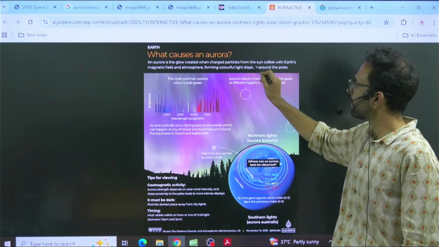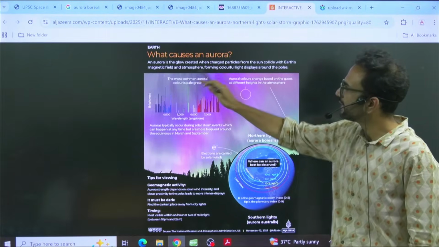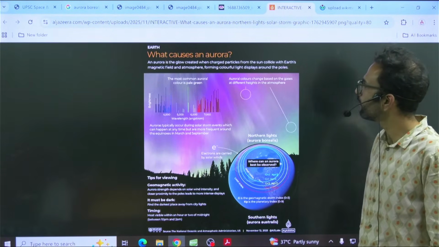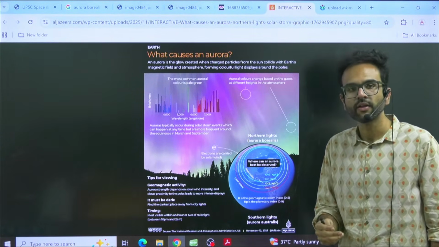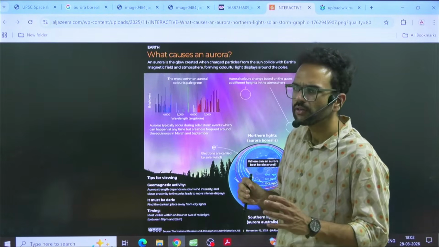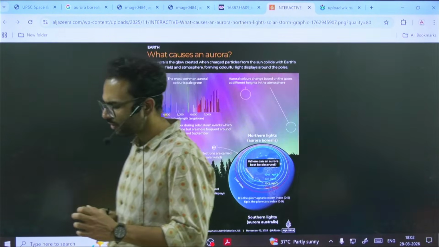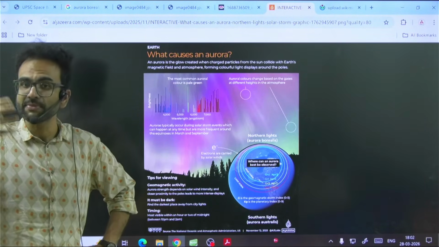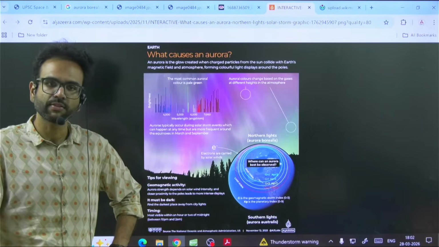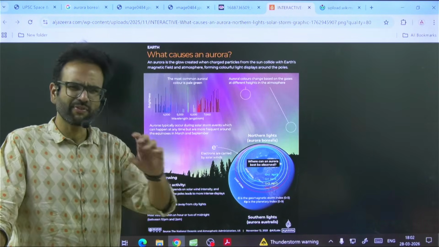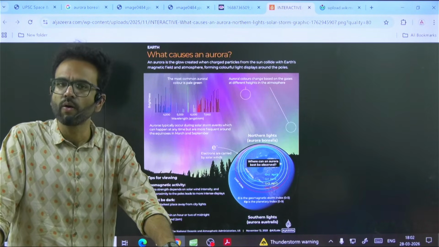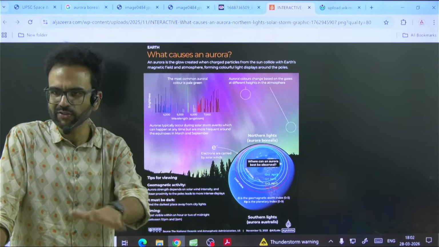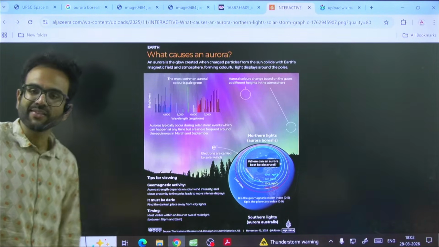When charged particles from the sun collide with Earth's magnetic field and atmosphere, they form colorful lights. But why are they colliding? What is the issue when other charged particles are entering into Earth's magnetic field? Why are these colors being emitted? Now think for a minute and then answer. What is light? Light is also a form of energy. Why is this released?